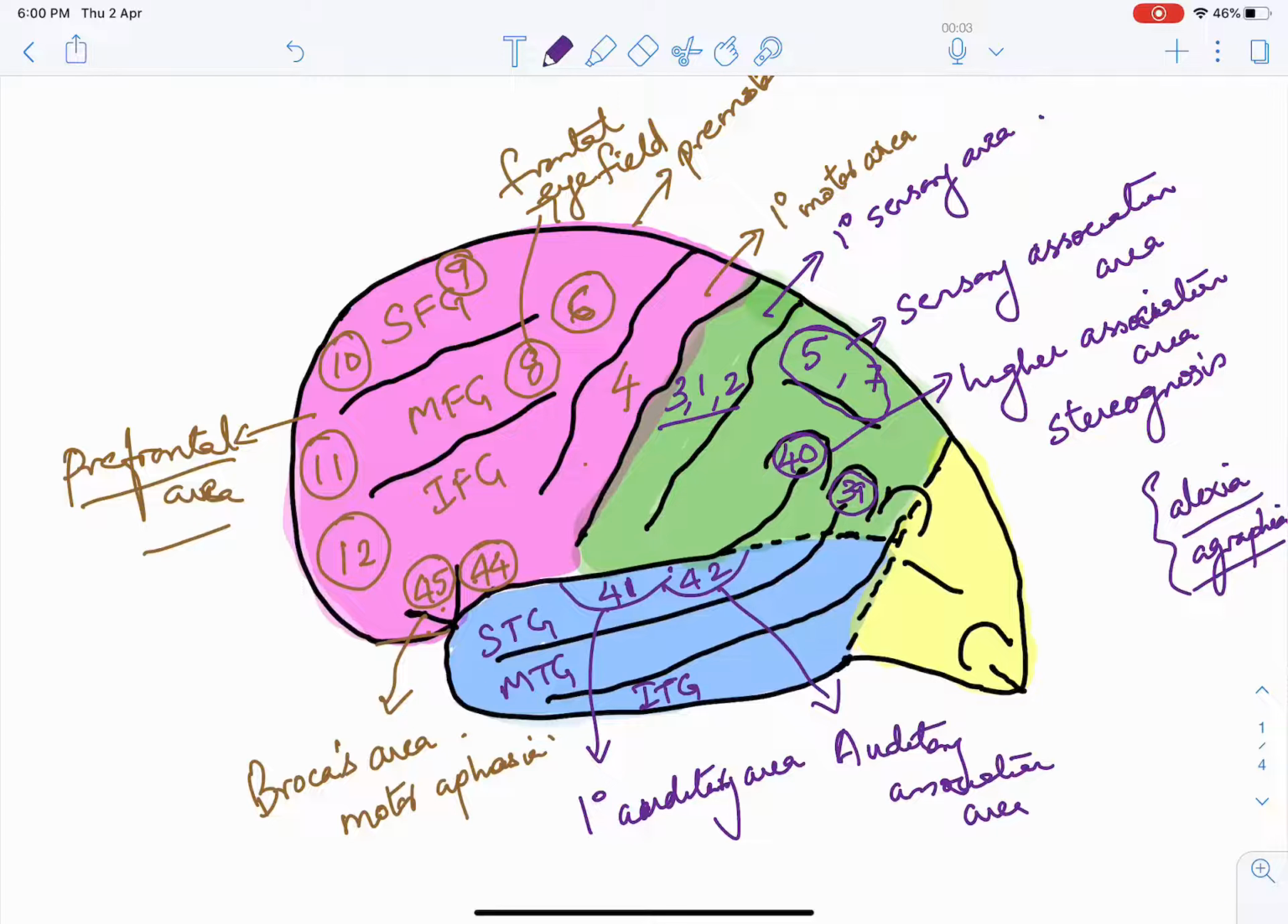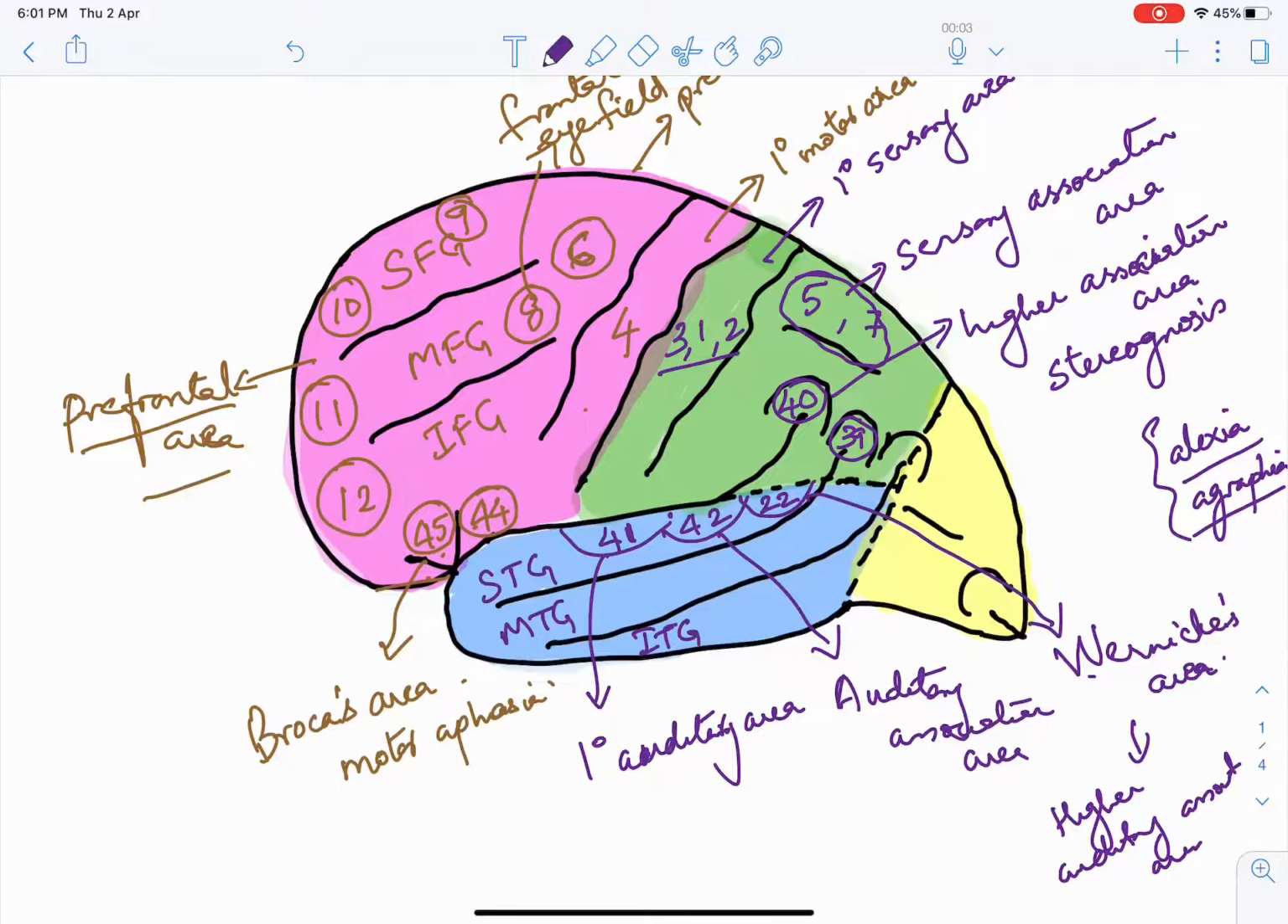Then behind area number 41 and 42, there is another area, that is area number 22. This area number 22 is also called Wernicke's area. It is the rest of the superior temporal gyrus behind area number 41 and 42. This area is the higher auditory association area. It helps in interpreting the sound and comprehension of spoken language. So we are able to understand because of Wernicke's area.